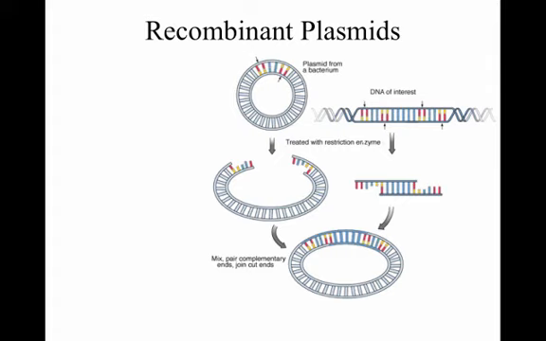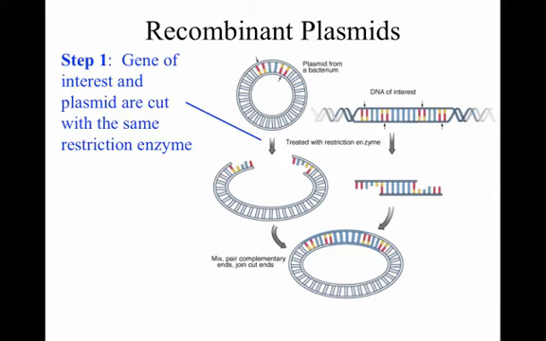So this is also a picture from your notes, and it might be a little easier to see here because it's color-coded. This is just breaking it down into steps: how do I make these recombinant plasmids? So how was, for example, your pGlow plasmid made? The one that you're going to use in your GFP lab next week. Well, step one would be I have to take the gene I'm interested in putting into my plasmid, and I have to take my plasmid, and I have to cut them with the same restriction enzyme.